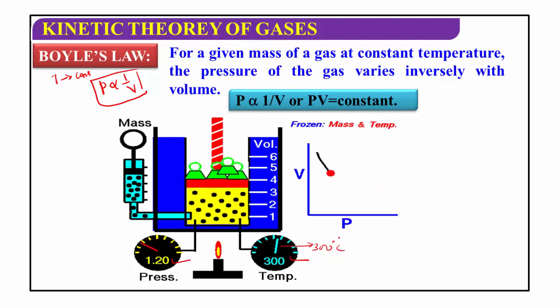Under the constant temperature, the pressure is inversely proportional to its volume, or the volume is inversely proportional to its pressure.